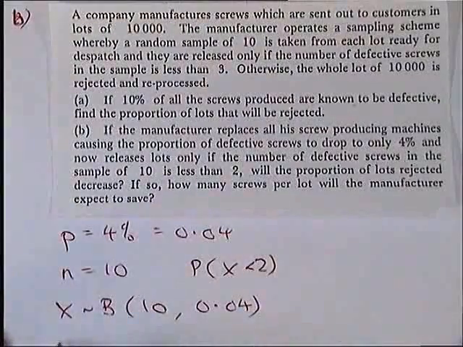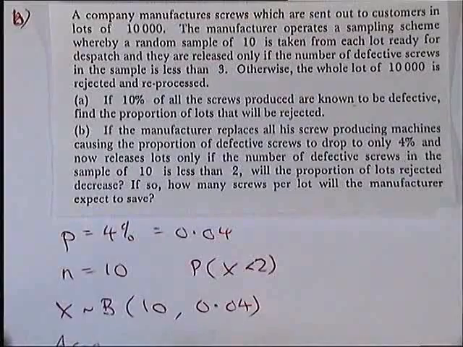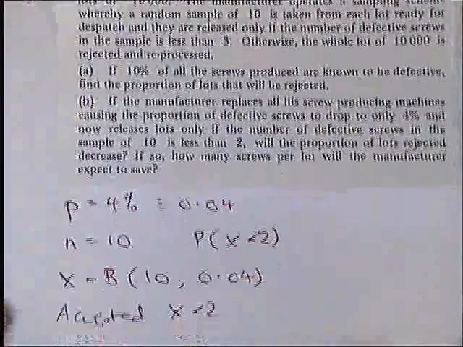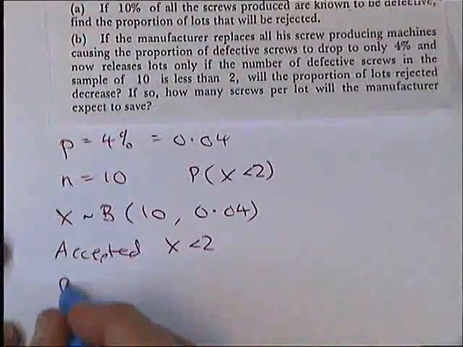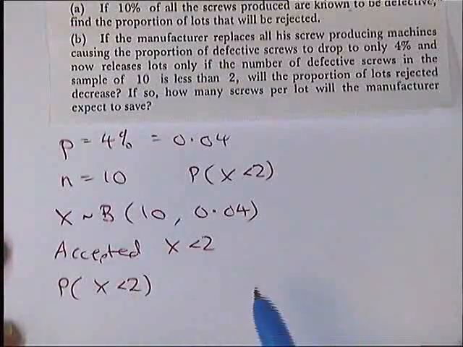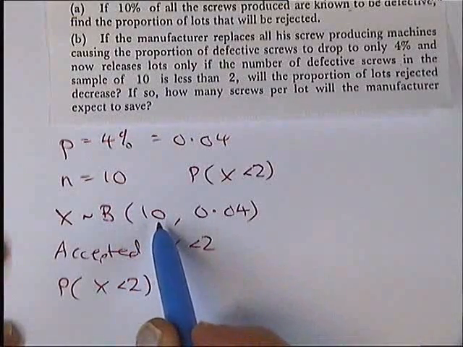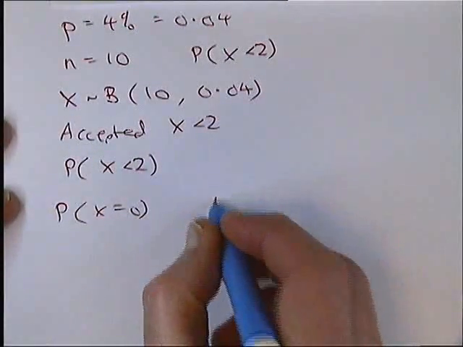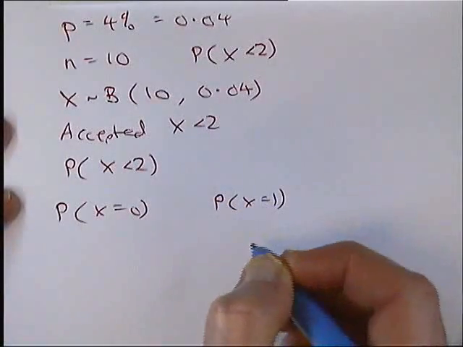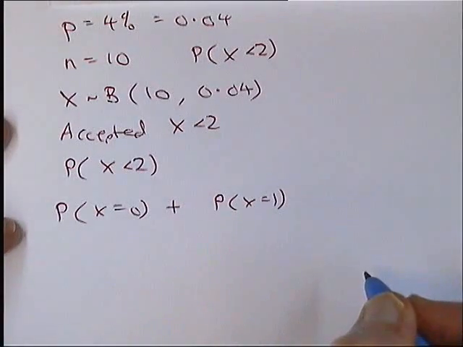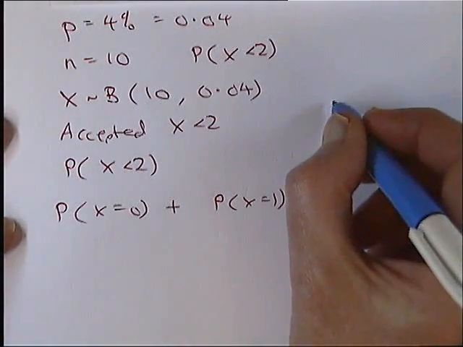And for screws to be accepted, what has to happen now is that X has to be less than 2. So the first thing we need to work out in this question is the probability X is less than 2, and we're going to use the N value and the P value we have here. If it's less than 2, it could be 0 or it could be 1. There are no other values, so if we work out those two probabilities and add them together, we'll use the same formula we used last time.